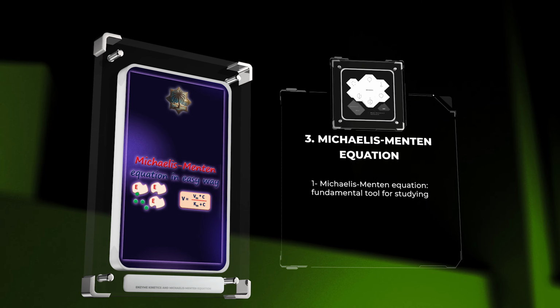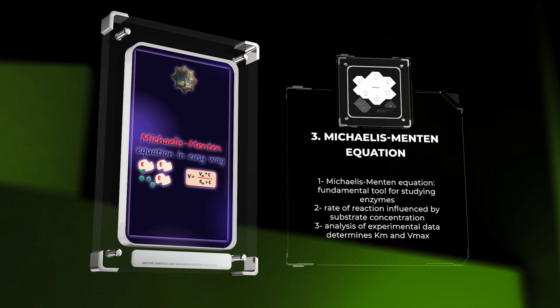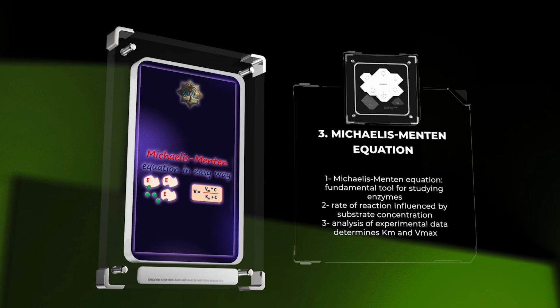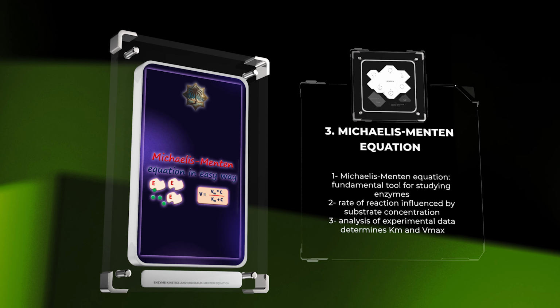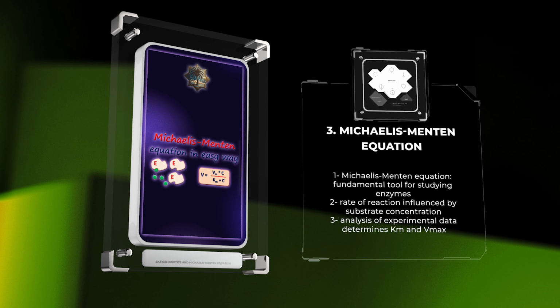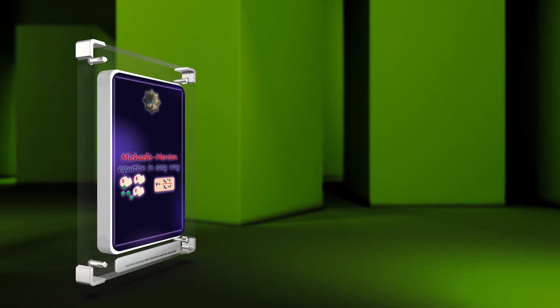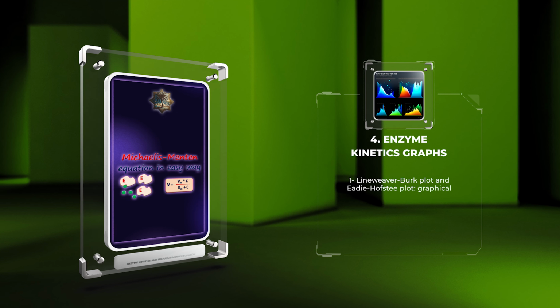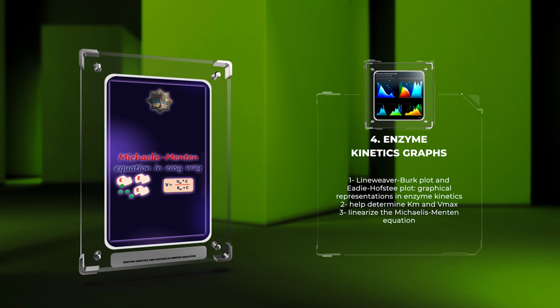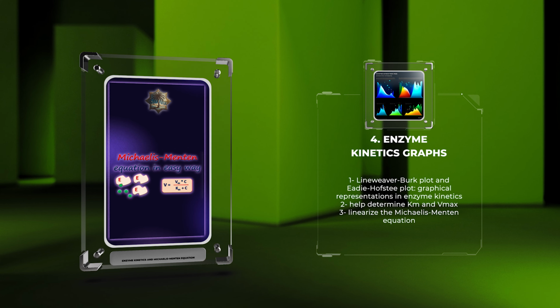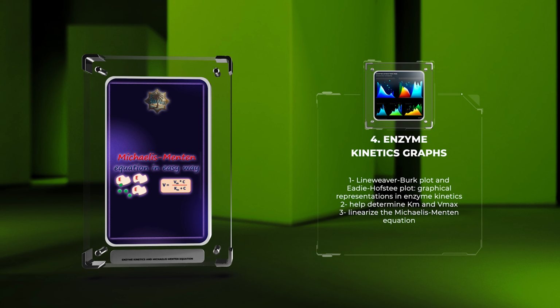The Michaelis Menten equation is a fundamental tool for studying how enzymes work. It shows how the rate of a reaction is influenced by the concentration of substrate molecules. By analyzing experimental data, we can determine important parameters like Km and Vmax. The Lineweaver-Burk plot and the Eadie-Hofstee plot are commonly used graphical representations in enzyme kinetics. These plots help determine Km and Vmax by linearizing the Michaelis Menten equation.